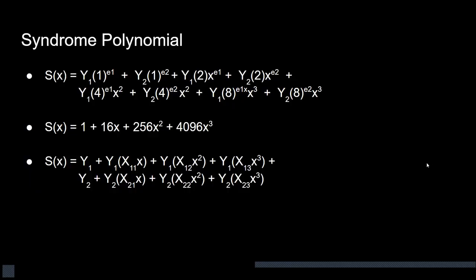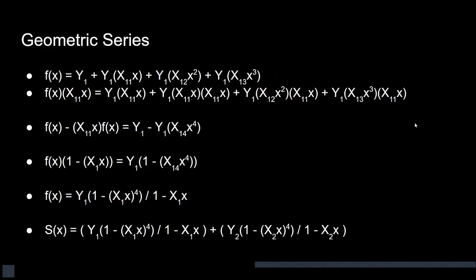Here is the syndrome polynomial, which we construct using the equivalencies from above. We also have the syndrome polynomial here using the roots from the polynomial. And here we can organize it and sort the terms by error.